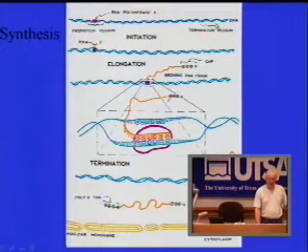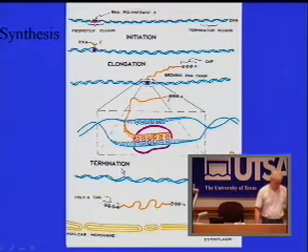There's also a terminator region. You've got to stop at the end of the gene, right? And then we can talk about initiation, elongation, and termination just briefly. So the RNA polymerase somehow has to bind to the start site.